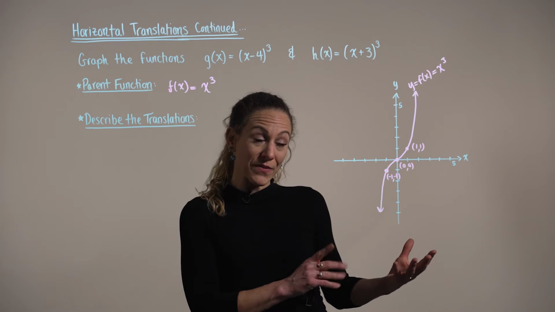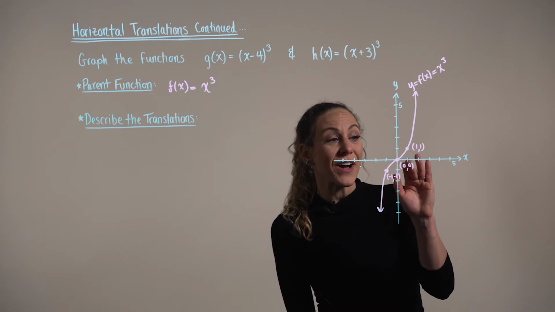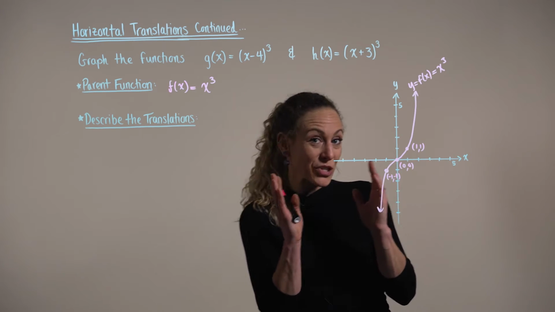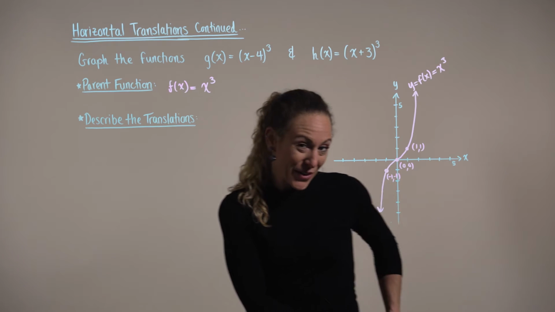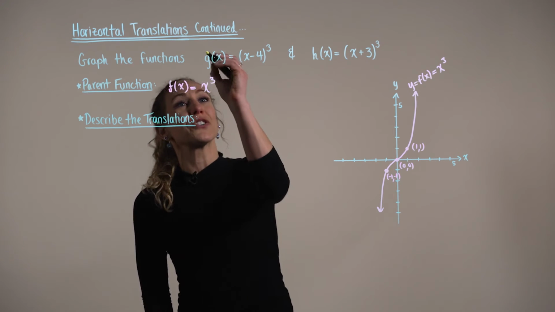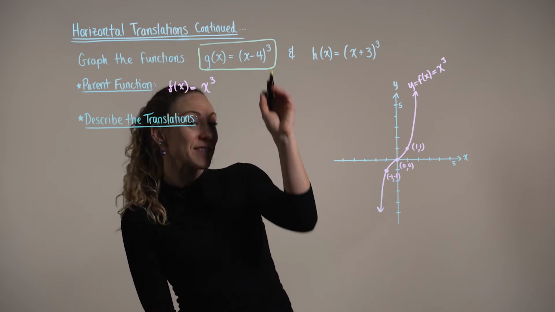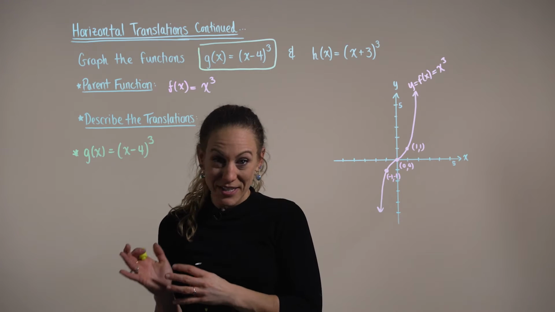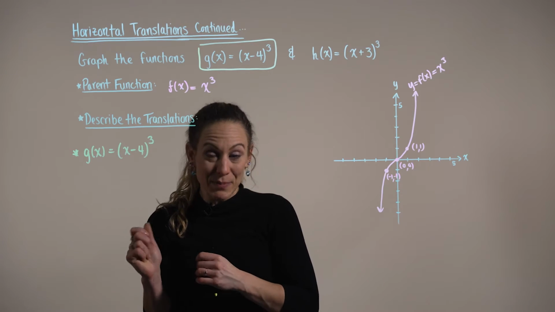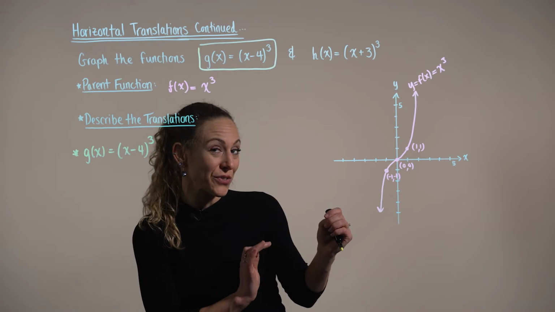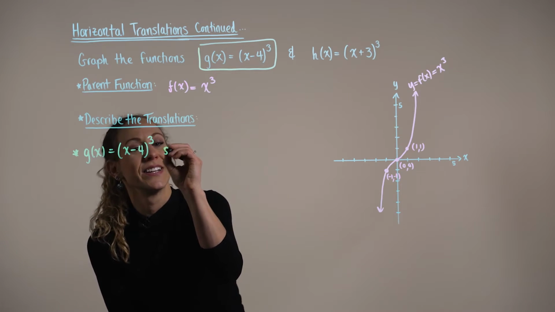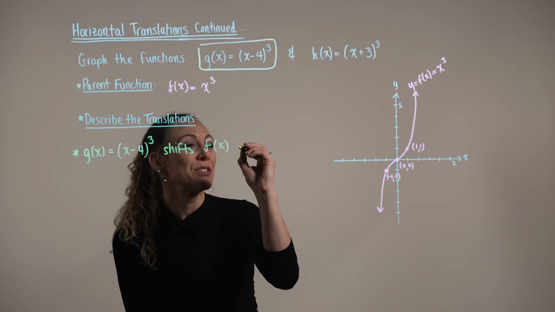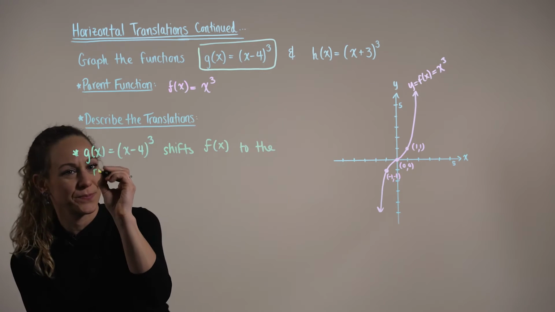And looking at the graph of this parent function, again, we begin by identifying a few ordered pairs on this graph so we can better appreciate how these points are being shifted along the x-axis. Now to begin, let's start by considering our function g of x is equal to x minus 4 cubed. Now looking at this function, since we're subtracting a constant from x, this means we know we're going to shift the parent function's graph to the right. So we can say that g of x shifts the graph of our parent function to the right 4 units.